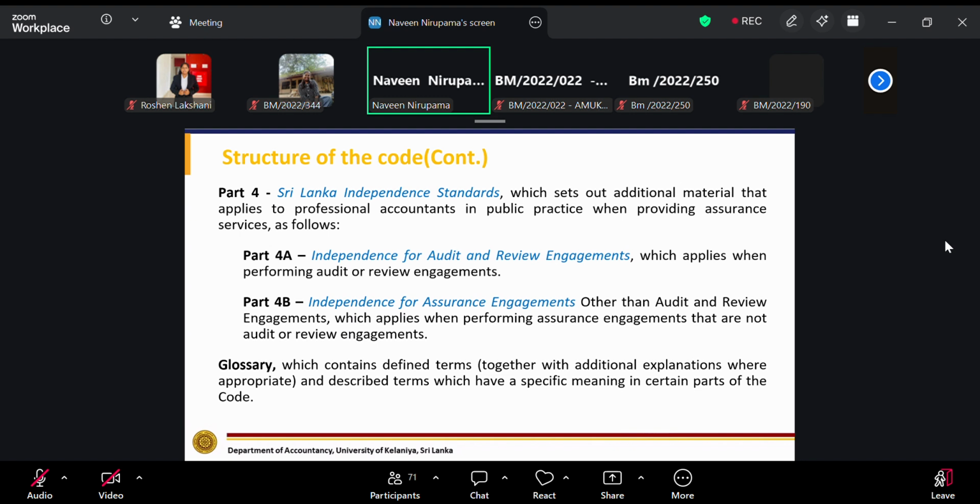And the glossary mentions some keywords, which they have included under the glossary of the structure. By using these keywords, they can identify more details related to the codes.